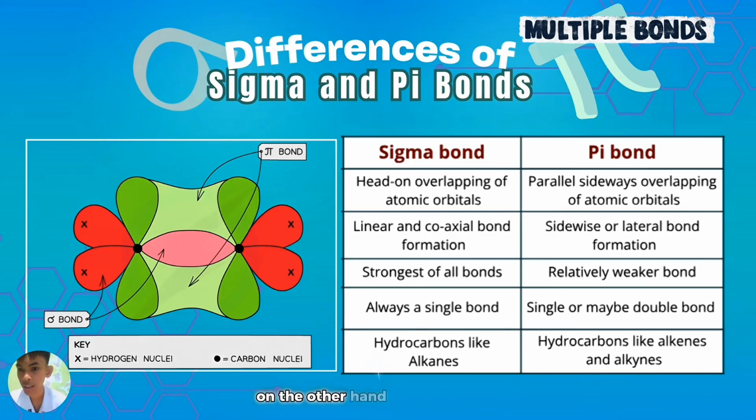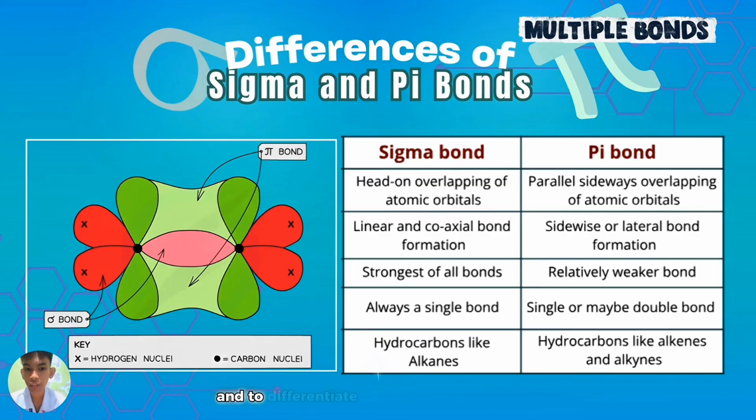On the other hand, pi bonds form through sideways overlap of unhybridized p orbitals above and below the internuclear axis. The overlap is weaker, so pi bonds are less strong than sigma bonds. Pi bonds occur only in double and triple bonds alongside a sigma bond, and they restrict rotation because breaking a pi bond requires extra energy.